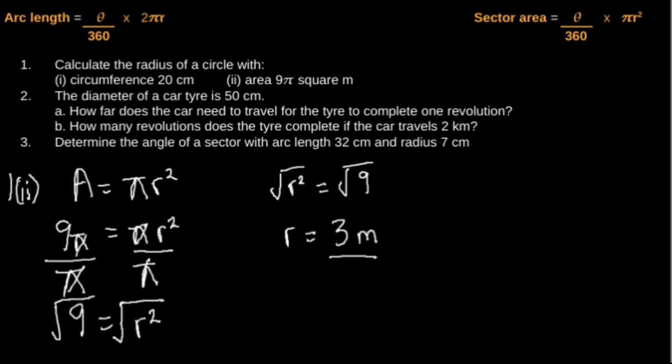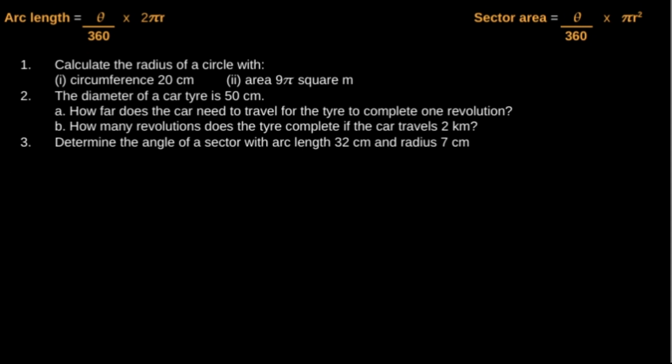Okay, so let's move on to the next question. The diameter of a car is 50 centimeters. How far does the car need to travel for the tire to complete 1 revolution? That's the first question in number 2. So let's try that out. The diameter of this car equals 50 centimeters. That's one piece of information we're given. And the question says, how far does the car need to travel for the tire to complete 1 revolution?